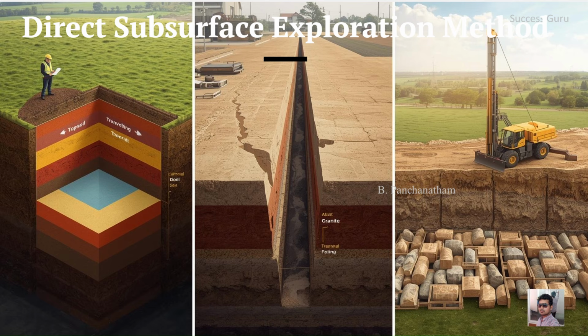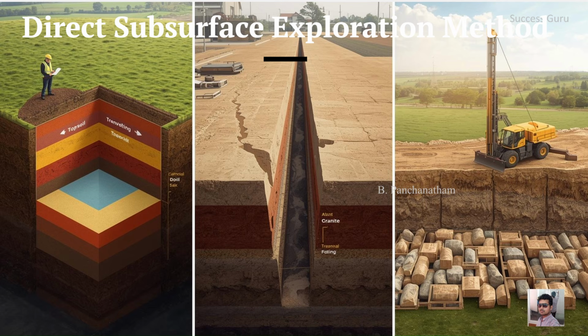The term direct means you are going to see, touch, feel, or even do some testing on the rock itself, whereas indirect means you are not in any way going to see the rock. Only by seeing the physical properties measured from the surface, you are going to guess the rock. In the direct method, you are going to see or feel the rock directly.